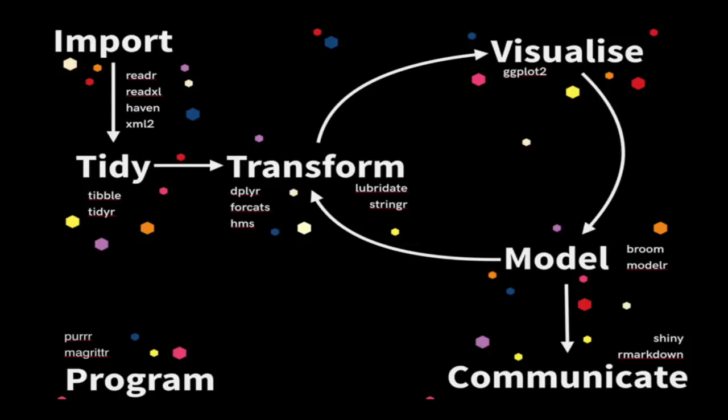For example, to help transform your data, there's the stringr package, which really helps you work with strings, or the forcats package for categorical data. And by sharing this common design philosophy, it makes it a lot easier to go across these different steps in a very smooth workflow.